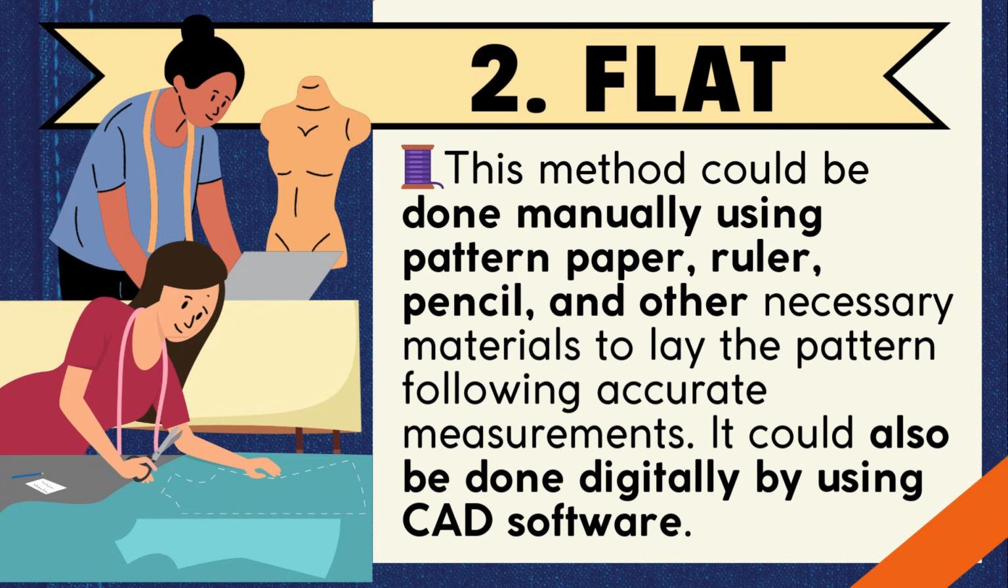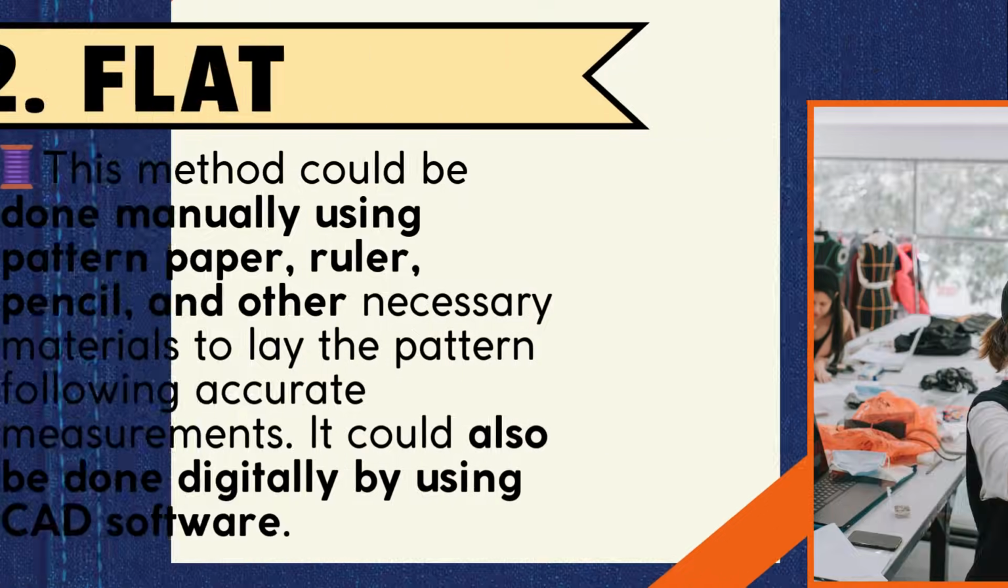2. Flat. This method could be done manually using pattern paper, ruler, pencil, and other necessary materials to lay the pattern following accurate measurements. It could also be done digitally by using CAD software. Flat pattern drafting uses paper, rulers, measuring tools, exactly what we will be doing today. We draw the shape of the garment flat on paper, then cut the fabric following that shape. This method is commonly used in schools and factories because it is accurate, fast, and easy to repeat. Some designers also use computers to draw their patterns digitally using CAD software.